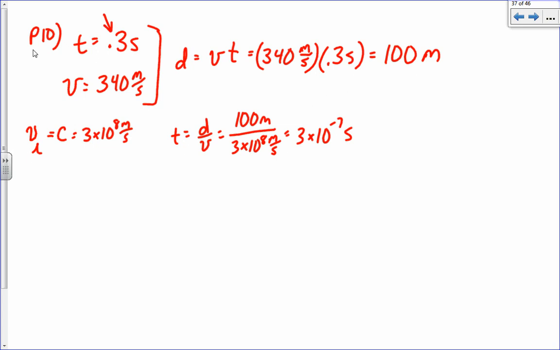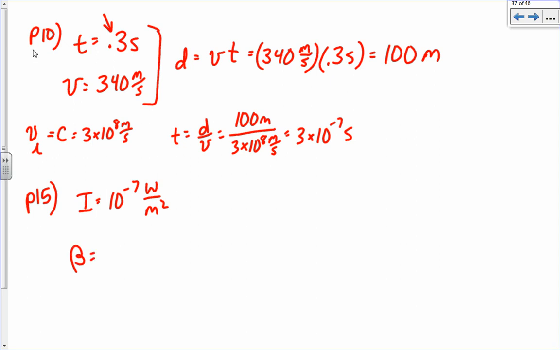All right, problem 10 done, now problem 15. What is the sound level of a sound with an intensity of 10 to the minus 7? So I is 10 to the minus 7 watts per square meter. And I want to convert that into decibels.